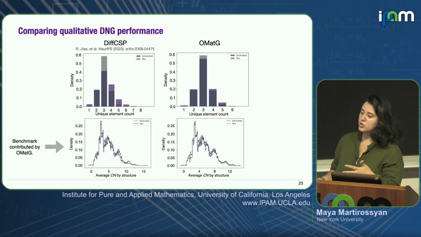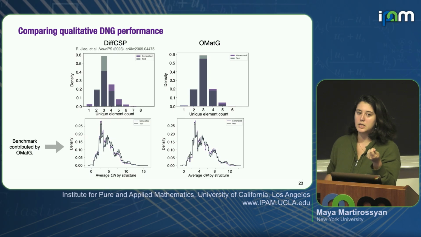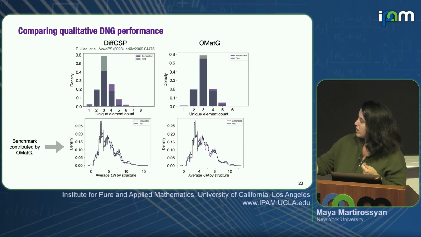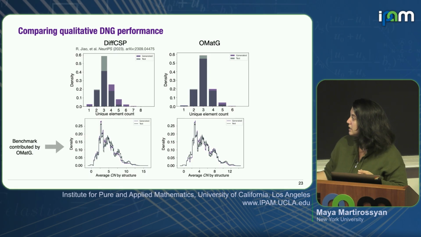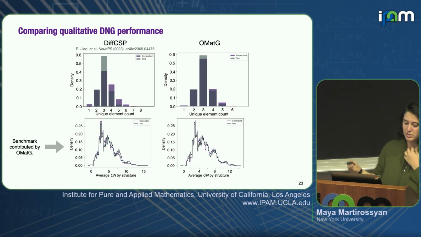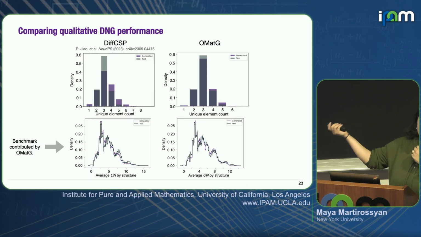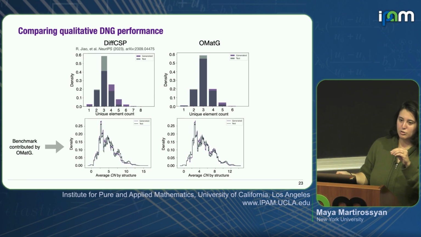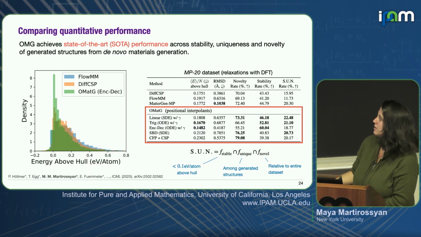So the average coordination number just gives you some kind of fingerprint of a structure, and you can actually plot this distribution out. You can see that where, for example, diffCSP might suffer a little bit with predicting these, let's say, high coordinated structures, our model does a little bit better there. So this is just another thing we were excited about, contributing additional materials-informed benchmarks for this.